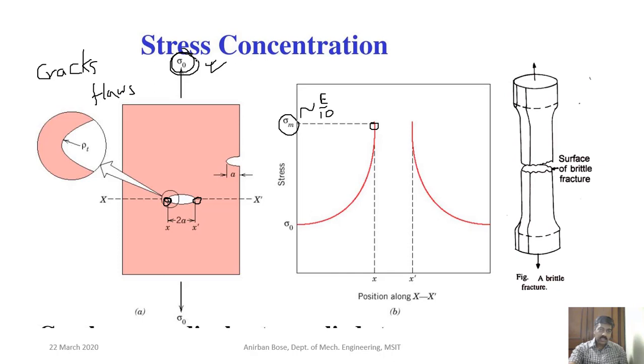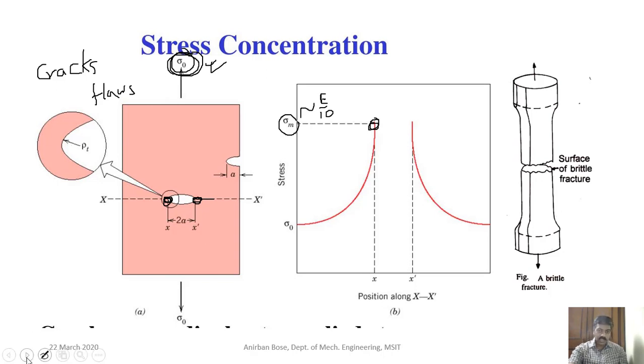The reason: the applied stress is small, but because of the presence of cracks or flaws within the material, at the tip of those cracks or discontinuities the stress is very high, and because of that the bonds are breaking and finally fracture occurs. That means the cracks are propagating throughout the material. So this is what is actually happening.